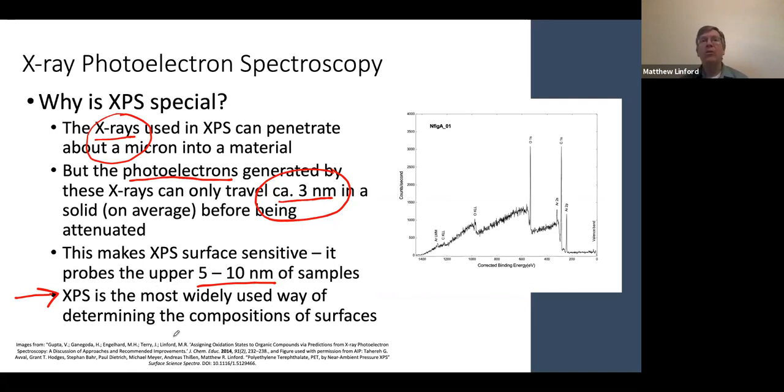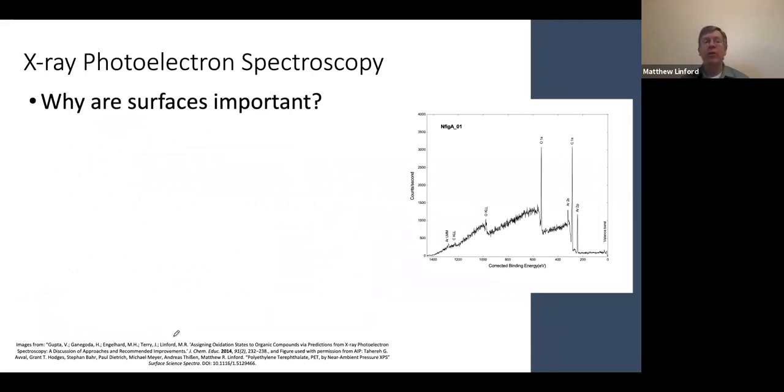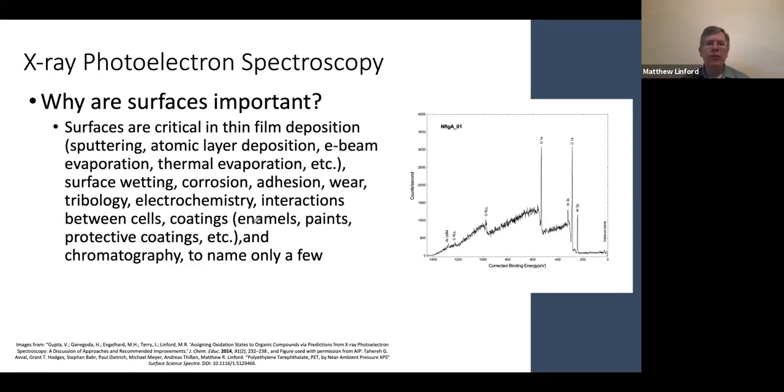It's not just that it can identify the elements, which is incredibly important, but there's more information as well. But before going further, let's ask why anybody cares about surfaces. My assumption is that most of the people watching this video understand that surfaces play a really important role technologically and in science in general. What do we get from surfaces? Well, surfaces are really important in thin film deposition. SVC, for example, really cares about sputtering, atomic layer deposition, e-beam evaporation, and thermal evaporation. All of these thin film deposition techniques are central to this society.